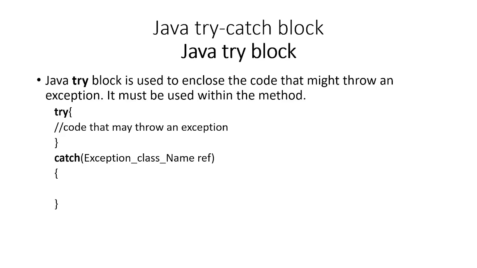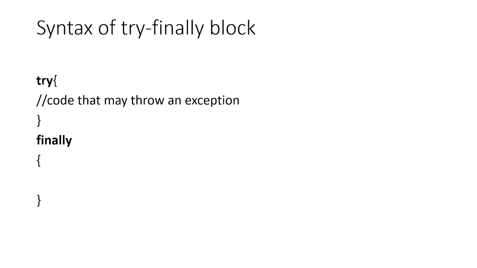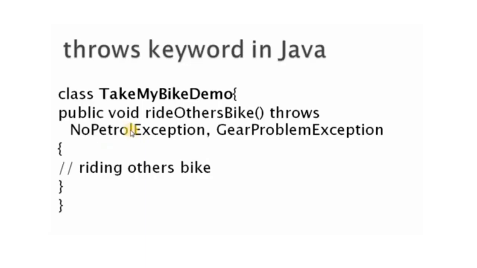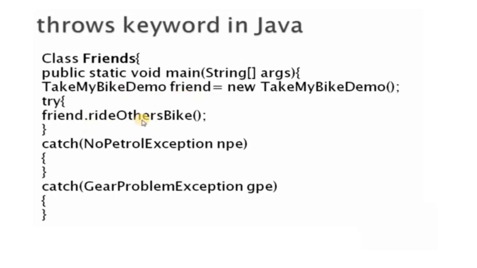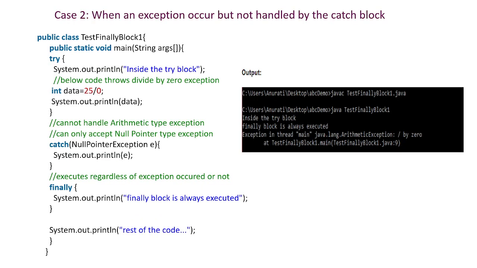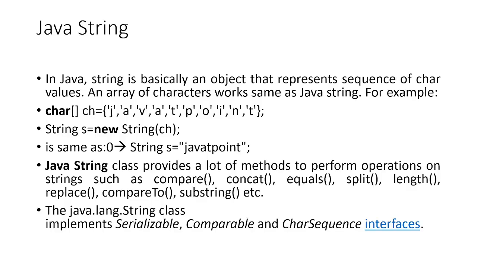And try, catch, finally block. That's all about exception handling. The main things are try, catch, finally, throw, throws. And how the finally block is handled: when an exception does not occur, when an exception occurs and is handled, and when the exception occurs but is not handled by the catch block.